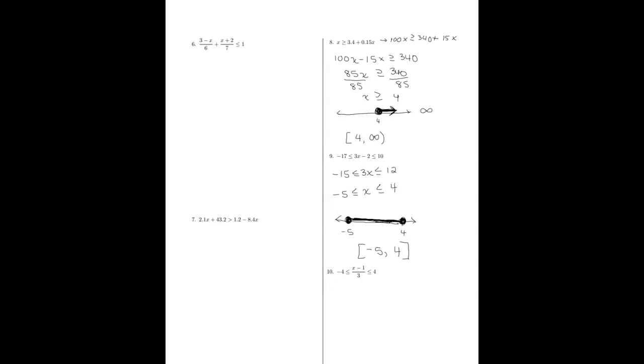Now, for number 10, I'm going to move this up a bit. I'm going to multiply everywhere by 3, because I'm dividing by 3 and I need to get that x alone. In order to do that, I'm going to have to multiply by 3. That becomes negative 12 is less than or equal to x minus 1, which is less than or equal to 12, my positive 12 there. And now I'm going to add 1 everywhere.